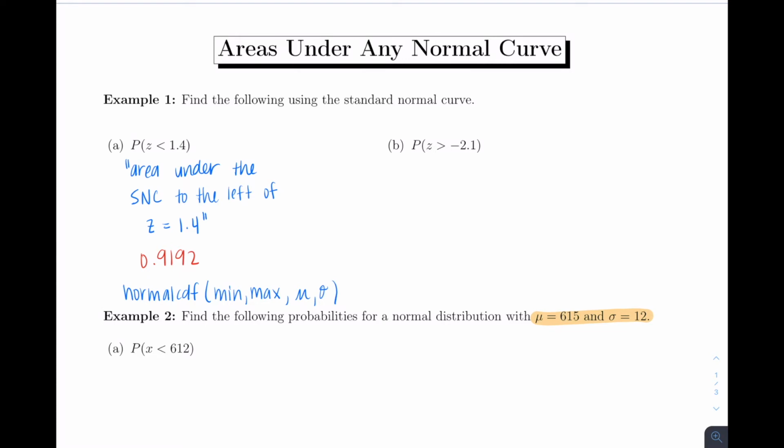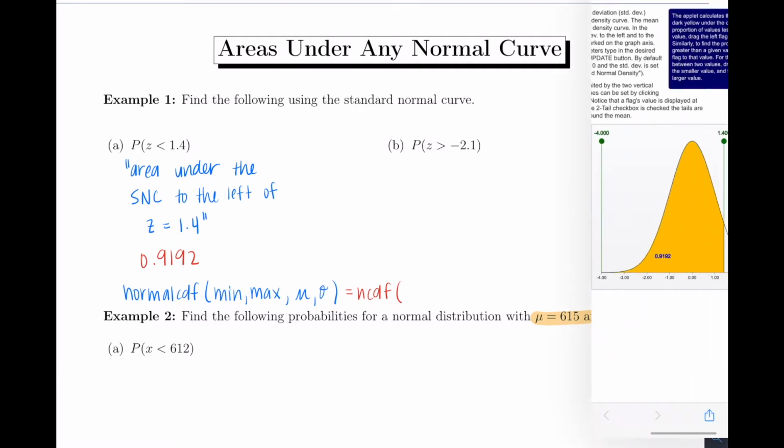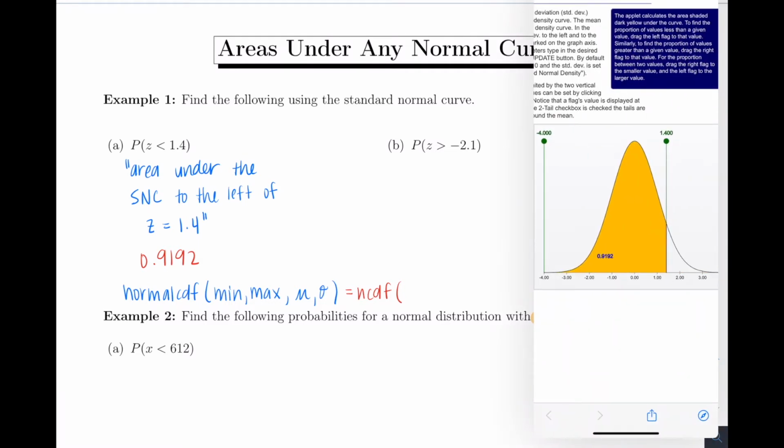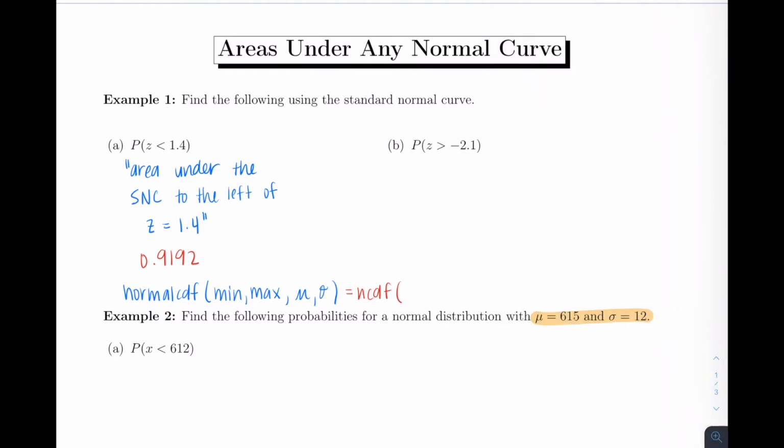So for our example here, I'm going to abbreviate normal CDF as NCDF to save time. My minimum value, if you look at the applet, you can see that it's -4. However, personally, so that I don't have to think about it when I'm doing different distributions with different means and different standard deviations, I will always use -100,000. And that is guaranteed to give me every value less than positive 1.4, and most likely less than every value for any distribution I'm going to be looking at.